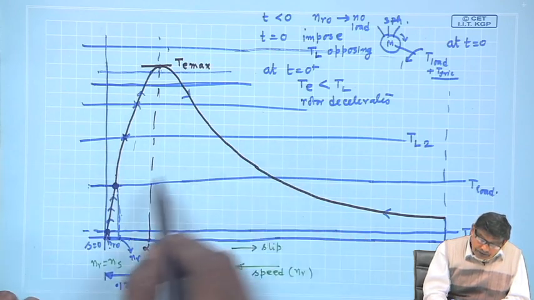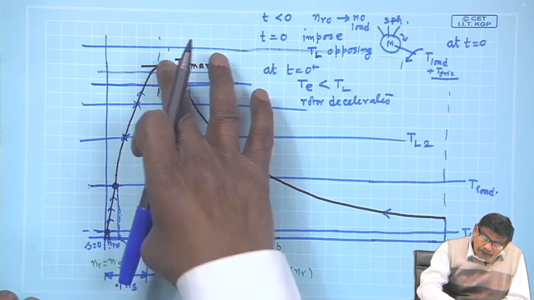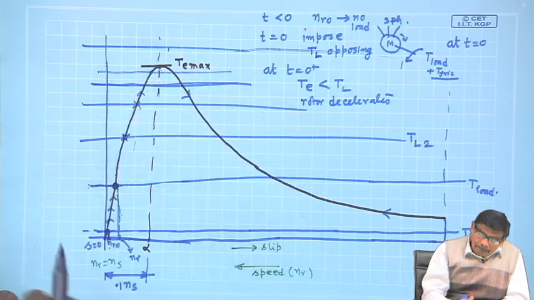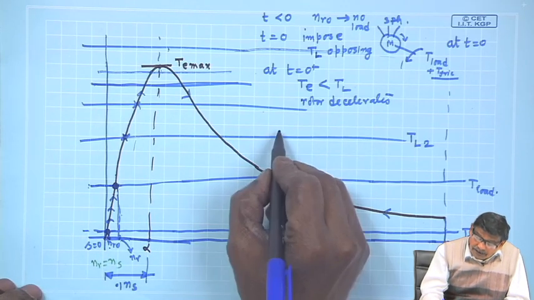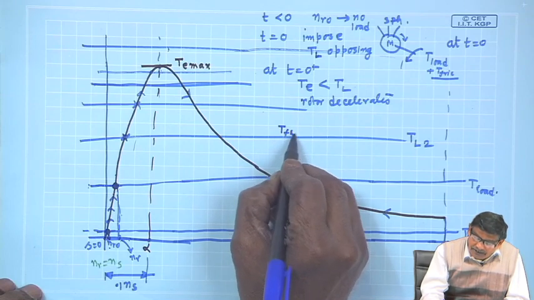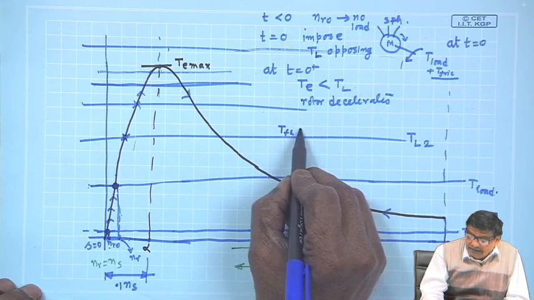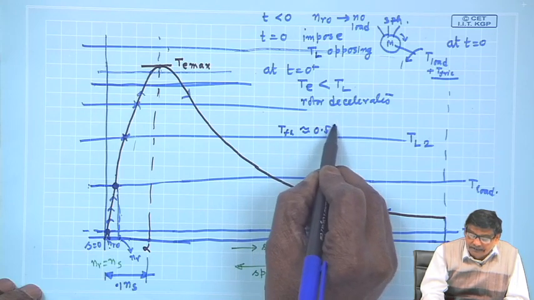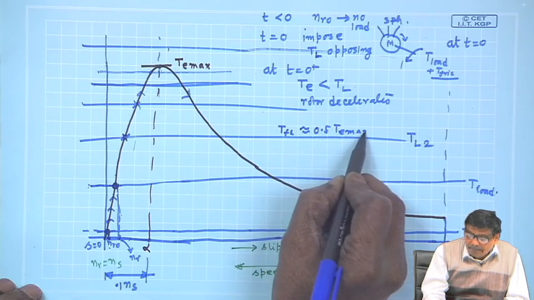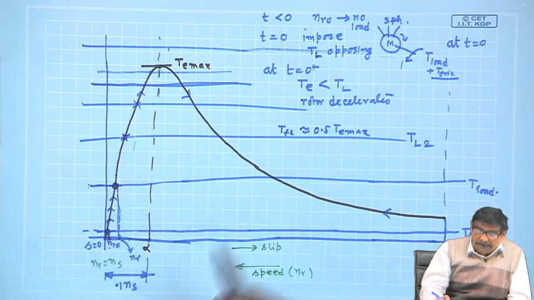In the linear portion, at 50% of T max, and let us arbitrarily say that my full load torque, which I will never exceed, will be close to 50% of T max. Better you do like that.